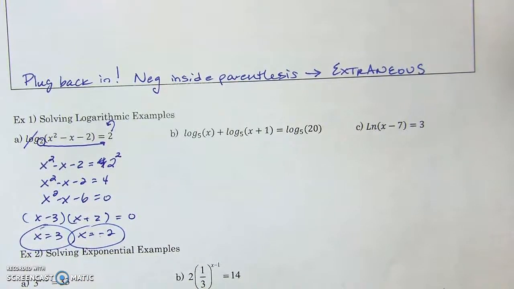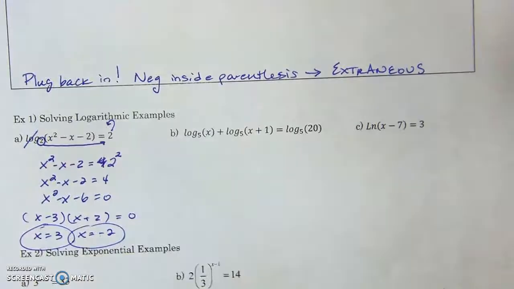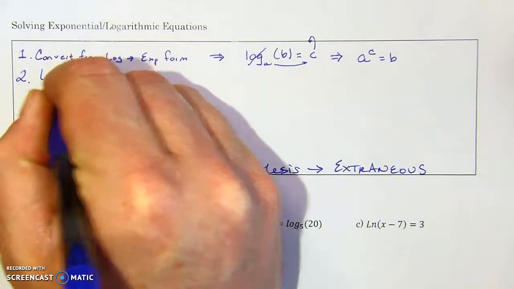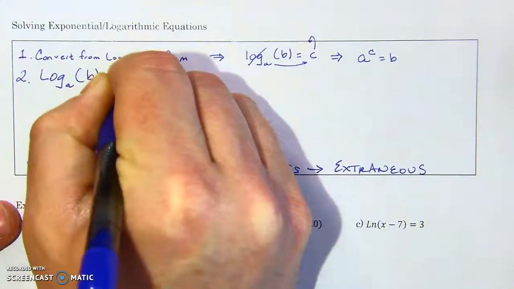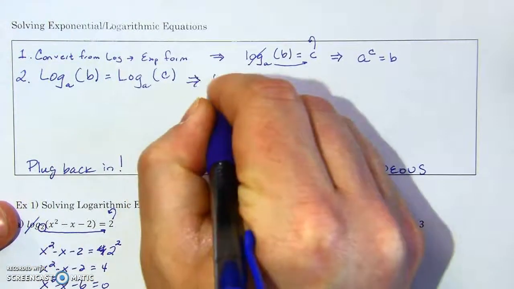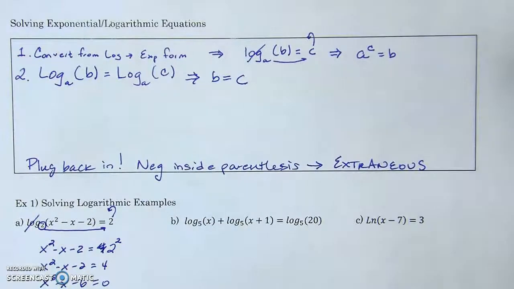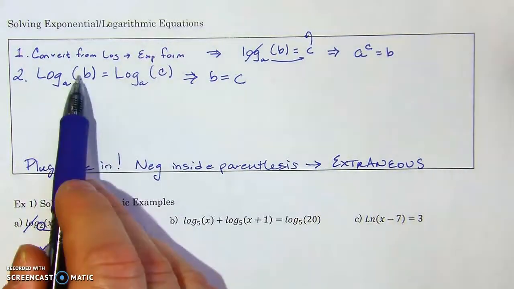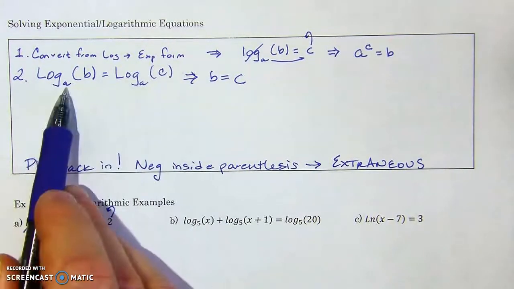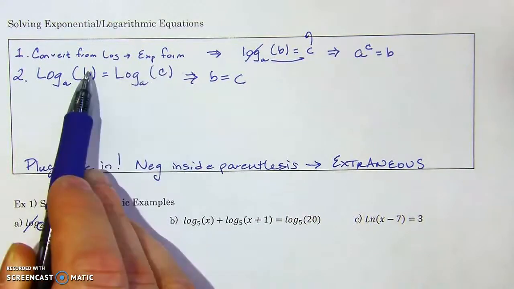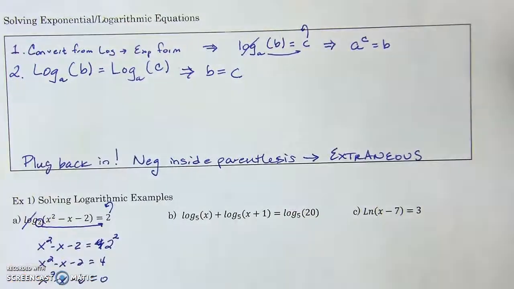The second strategy is if we have multiple logs, a log on the left and a log on the right. As long as they are the same base, then we can just set those quantities equal to each other. If you see, the left side and the right side are mirror images of each other other than what's in the parentheses. So if we have log base A of B equal to log, same base A, of C, then what's in the parentheses, those quantities must be the same.